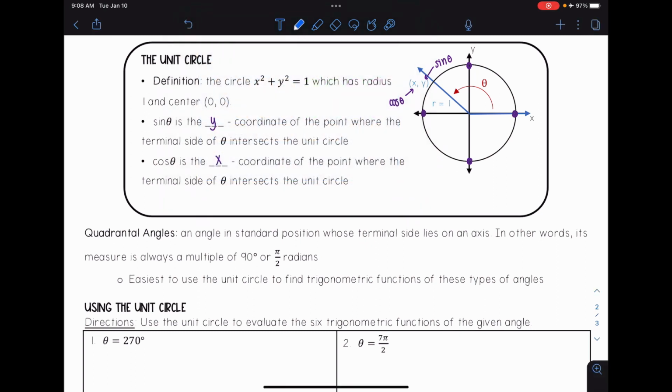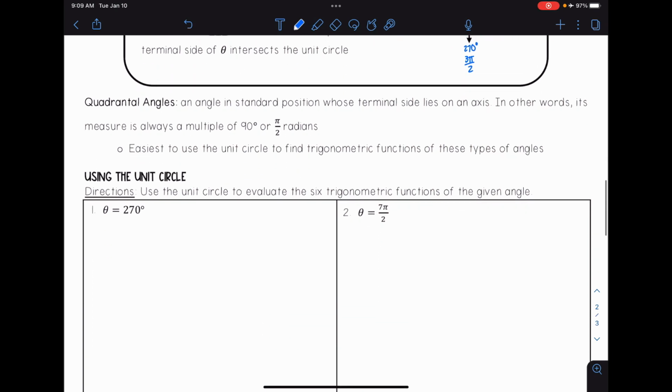And so let's review what those points are. So that's going to be the point (1, 0), (0, 1), (negative 1, 0), and (0, negative 1). So this is going to be useful for 0 degrees, 360 degrees, 90 degrees, 180 degrees, 270 degrees. But it also could be written in radians, so we could have 0 or 2 pi, pi over 2, pi, or 3 pi over 2, or so on, any multiple of those.